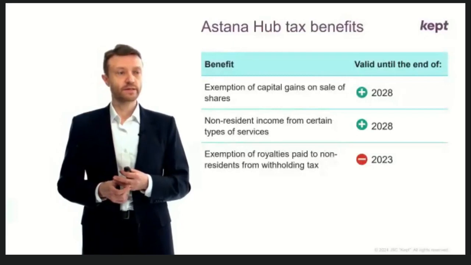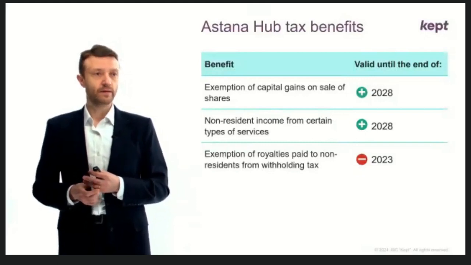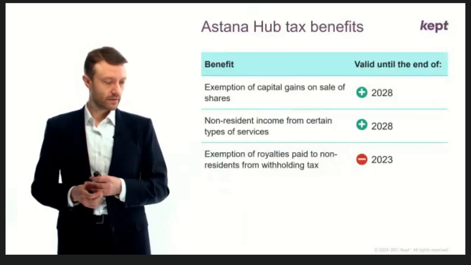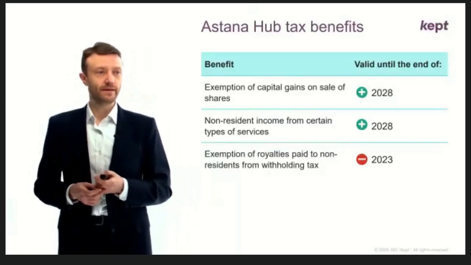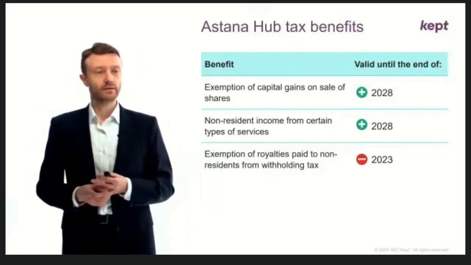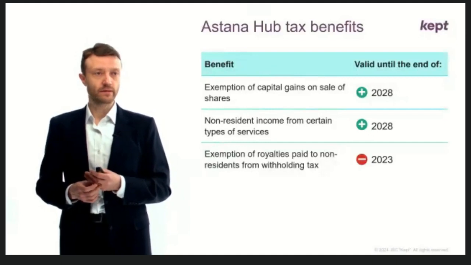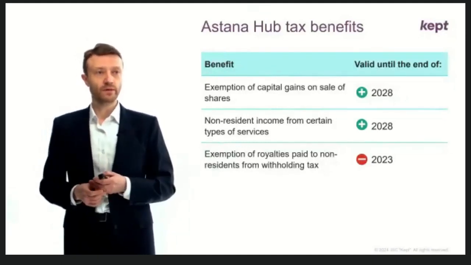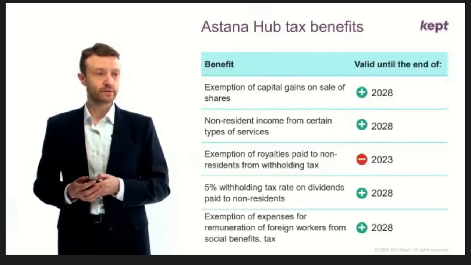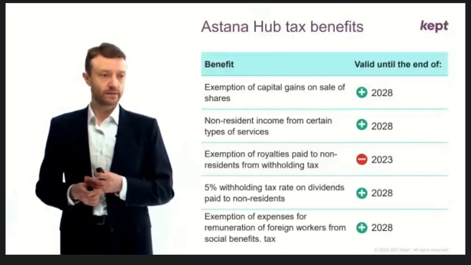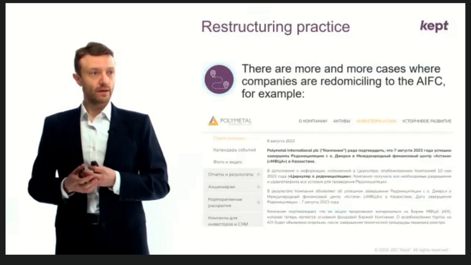The bad news, unfortunately, is that the exemption for royalties paid to non-residents from withholding tax ceased to apply. From the very beginning, it was supposed to last until the end of 2023, which has already passed. It's unfortunate because, as is well known, royalties paid from Kazakhstan are going to be subject to withholding tax, even where a treaty applies, at a rate of at least 10%. The 5% withholding tax rate on dividends remains, and the exemption of expenses for salaries of foreign workers from social benefits is also intact.